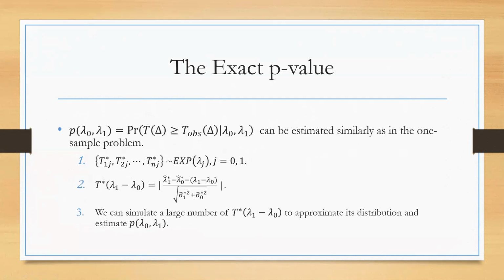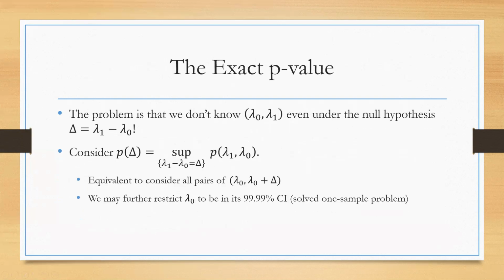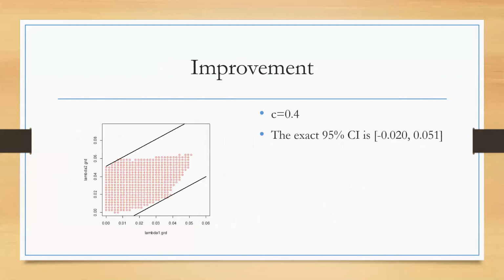So the basic idea of exact inference, I wouldn't go into details. I'll put slides online so you can check later. But the basic idea is you construct a confidence region for lambda zero, lambda one. That's the exact confidence region. And then you can project the confidence region into the direction of lambda one minus lambda zero, the difference of two rates. And that gives us an exact confidence interval for the difference of two rates. And that confidence interval can be translated into a confidence interval for RMST.